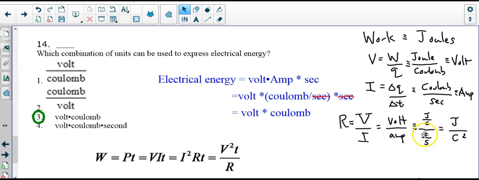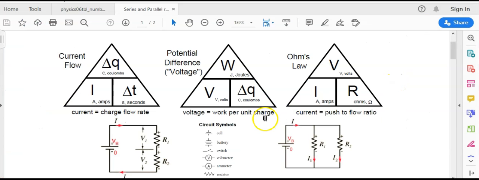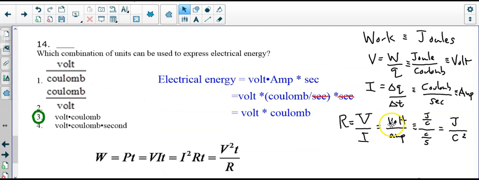So the simple trick is to do what I'm doing here. Start with the three basic triangles. Here are the three basic triangles: the current flow triangle, the potential difference triangle, and the Ohm's law triangle. If you know these three basic triangles and the units that go with each one of these, then you can derive, like I did here, the different unit combinations that appear in each of these expressions, whether it be for work or power. All right? This is a very tricky problem, but it's not difficult.